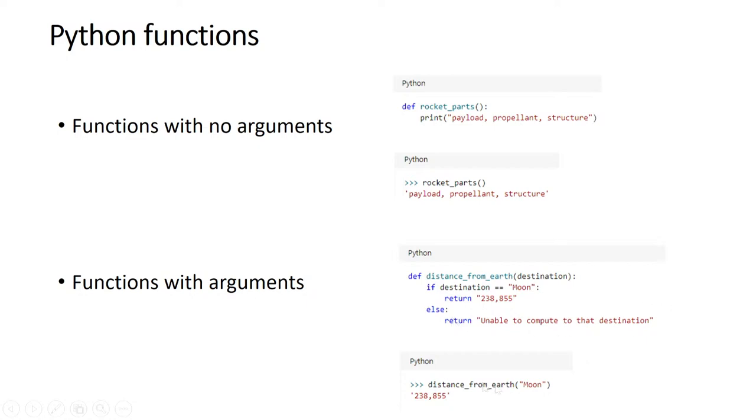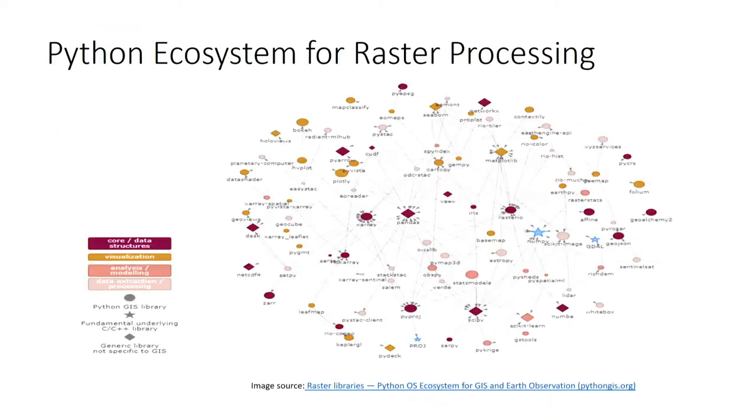Now similarly, how do we call this function? We call it the same way, distance from Earth, and pass it the argument which it is expecting. So this way we can call any Python function.